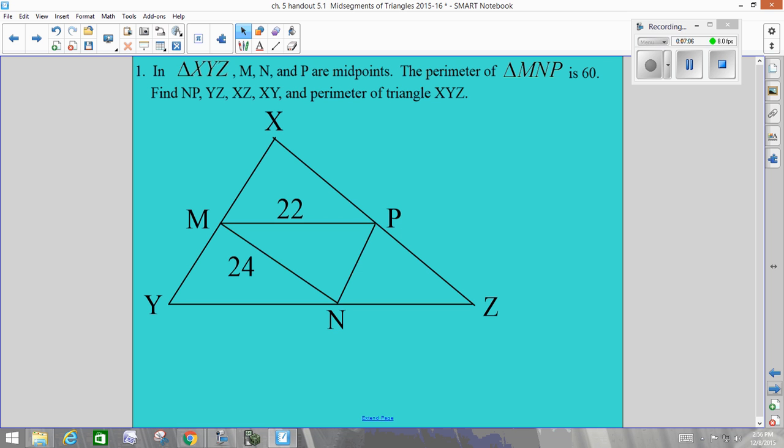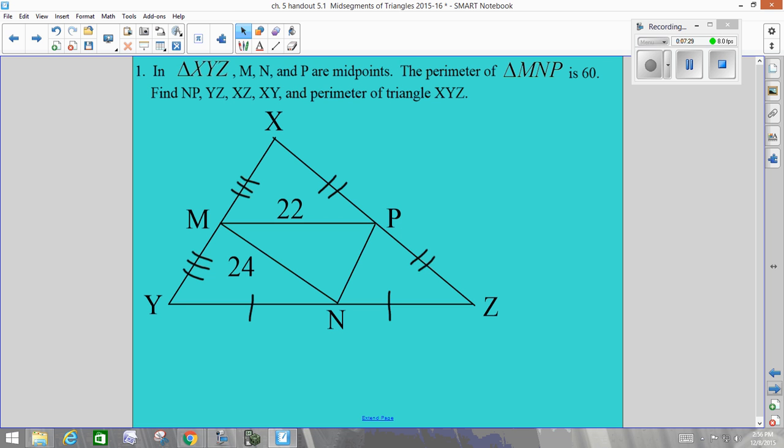In triangle XYZ, M, N, and P are midpoints. So if M, N, and P are midpoints, then you would have the sides of the midpoints congruent to each other. So mark that down. It says that the perimeter of triangle MNP is 60. And then you don't have all these listed, but we're going to find them all.